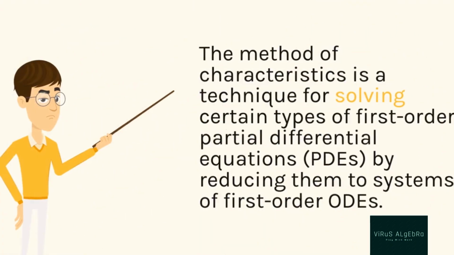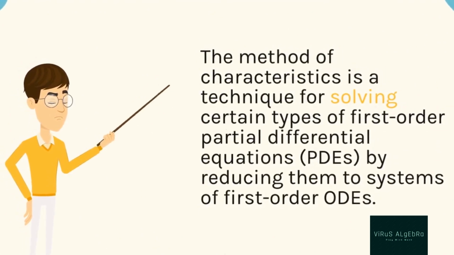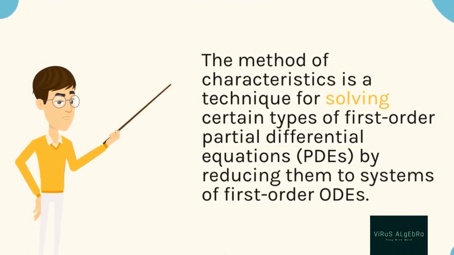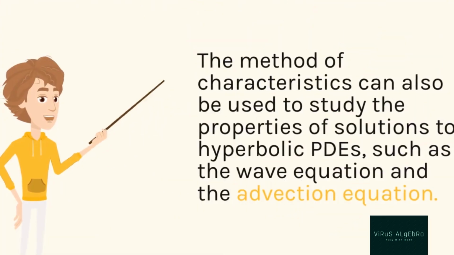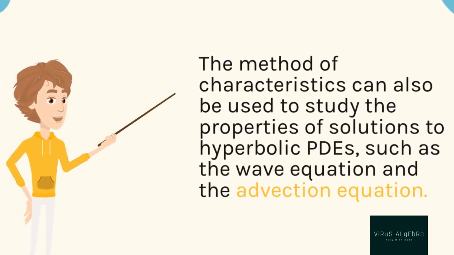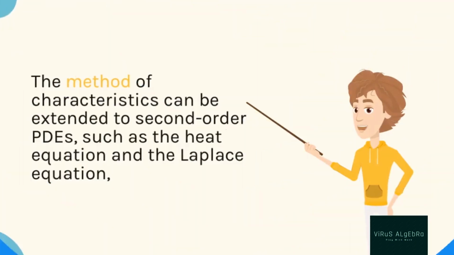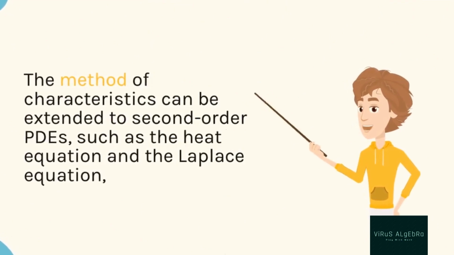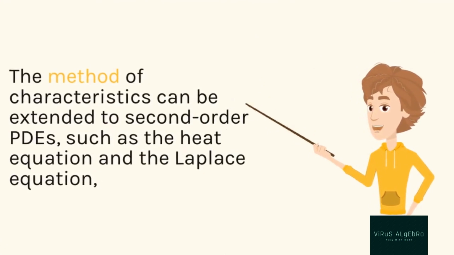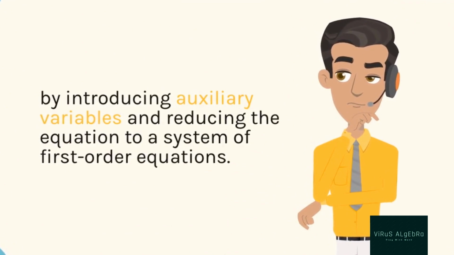The method of characteristics is a technique for solving certain types of first-order partial differential equations by reducing them to systems of first-order ODEs. The method of characteristics can also be used to study the properties of solutions to hyperbolic PDEs, such as the wave equation and the advection equation. The method of characteristics can be extended to second-order PDEs, such as the heat equation and the Laplace equation, by introducing auxiliary variables and reducing the equation to a system of first-order equations.